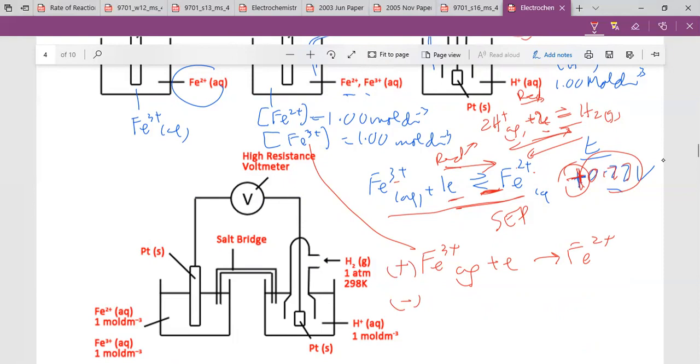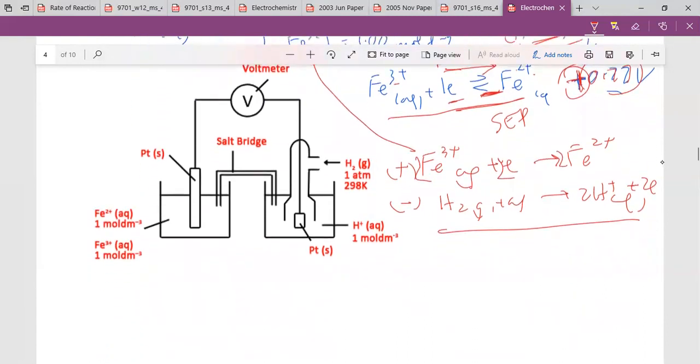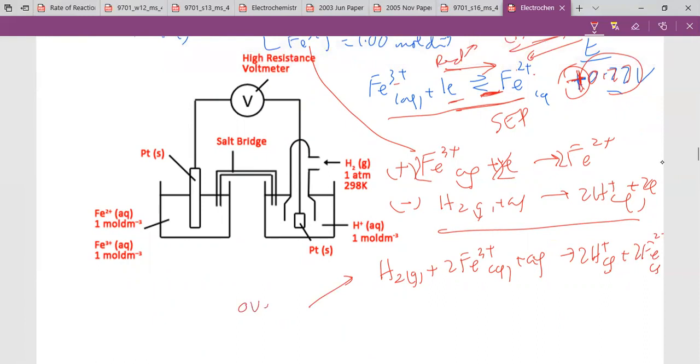Now put down here: H2 gas gives 2H+ plus 2e-. Now the overall equation: take 2 electrons, so times 2. So the overall redox reaction is H2 gas plus 2Fe3+ going to 2H+ plus 2Fe2+. The electrons cancel. Now this is called the overall equation.